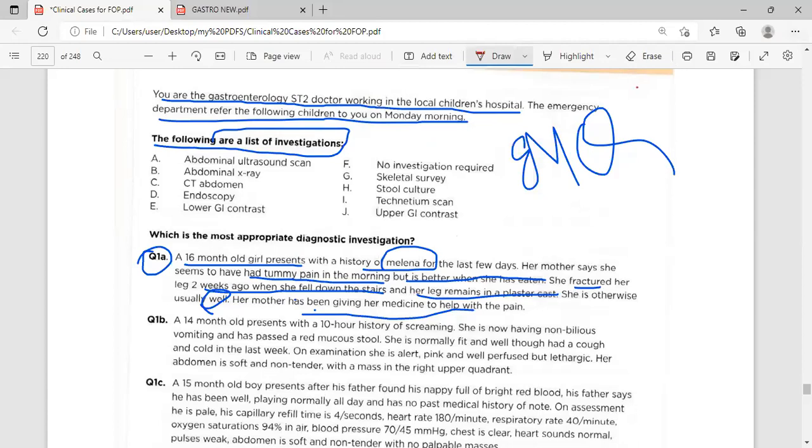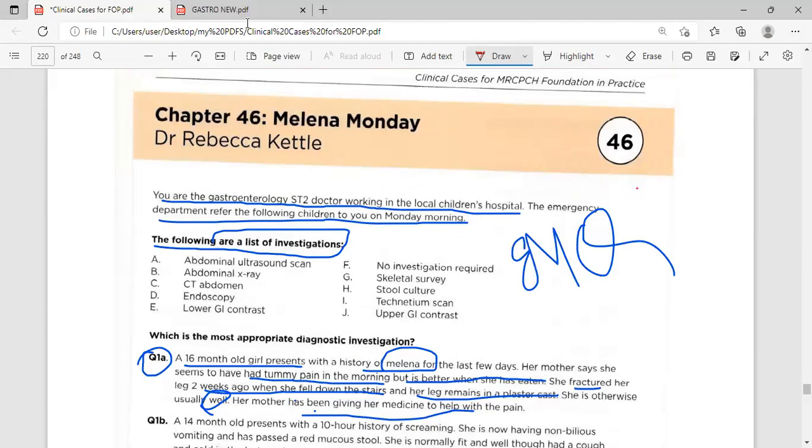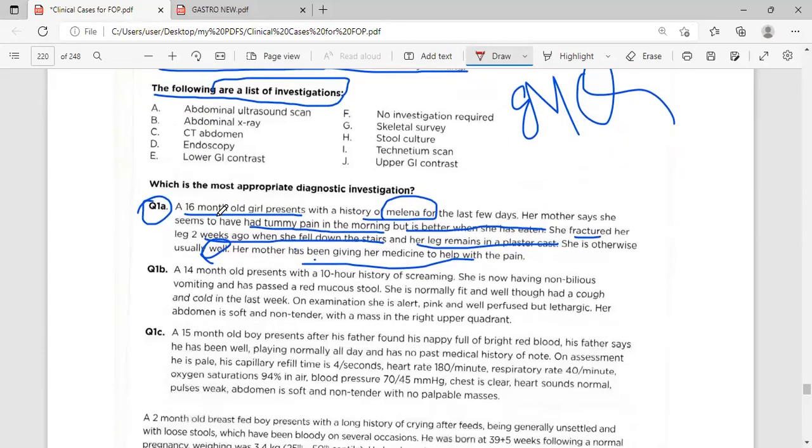First of all, since we are studying GIT, we'll be doing some cases of GIT today, not all the cases. So you have to remember the commonest causes of gastrointestinal disorders in the pediatric population. Depending on that, you have to keep everything in mind. So we have a 16-month-old girl. The first clue is the age. The second one is melena. What is melena?